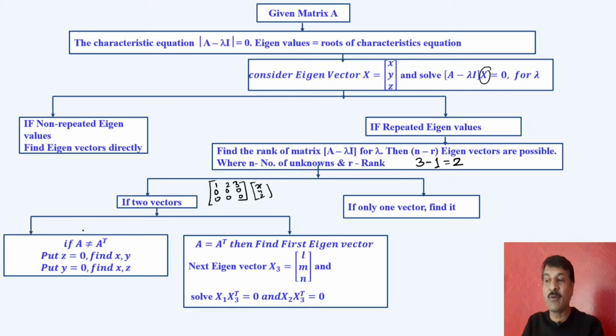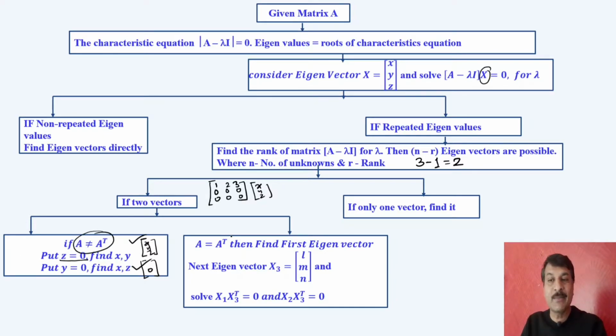So I am getting only one equation, and by that equation I will put z equal to 0 and find the values of x and y. So I am getting one vector, the x, y, z corresponding values. And put y equal to 0, find x, z. Again in the same equation put y equal to 0 and find the corresponding x and z relation, whatever there. So these are the two vectors possible if it is unsymmetric.